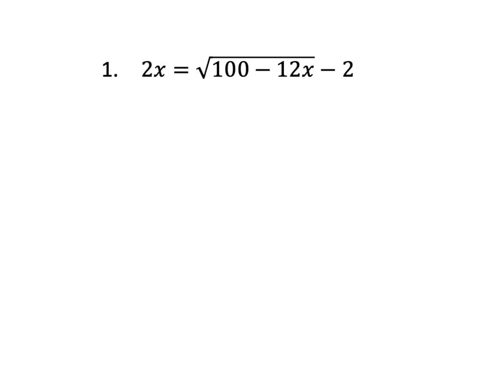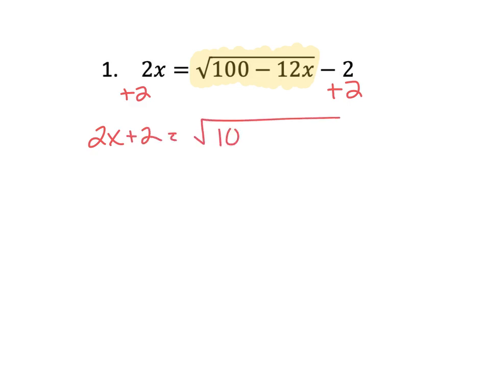In this equation, we are trying to solve a square root equation. So in general, what you want to do is try to isolate the radical portion. So I'm going to get the square root by itself. So I'll begin by adding 2 to both sides, which gives me 2x plus 2 is equal to the square root of 100 minus 12x.